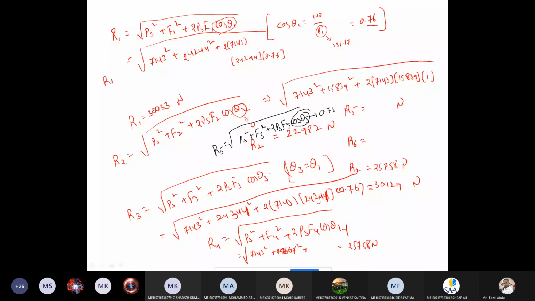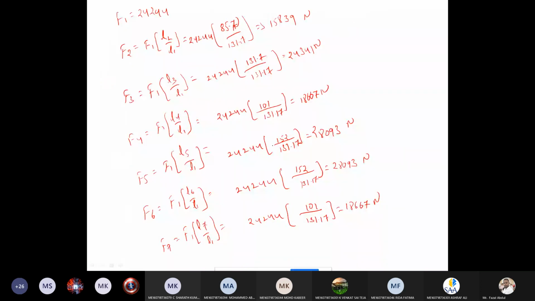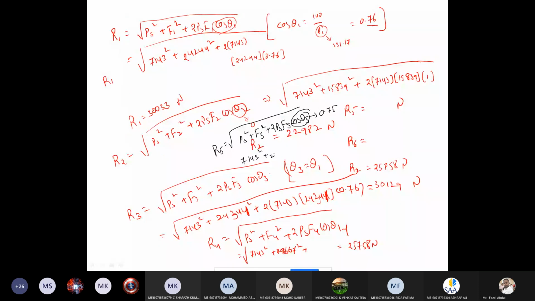Now tell me cos R5 value. Double 3, 235. 35, 235. So R6 also same.